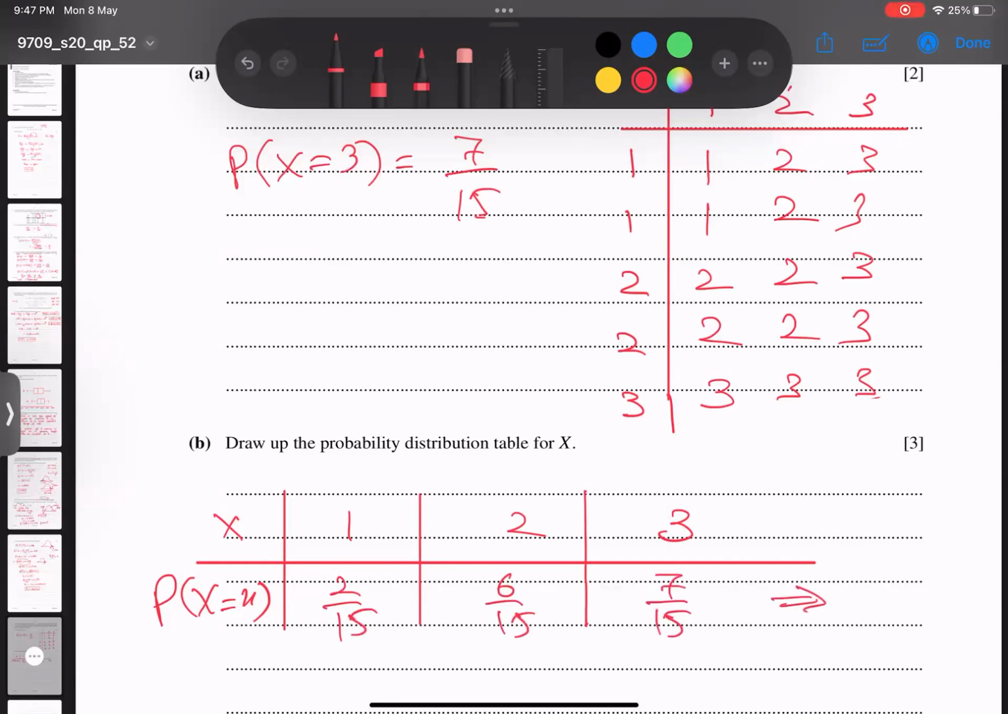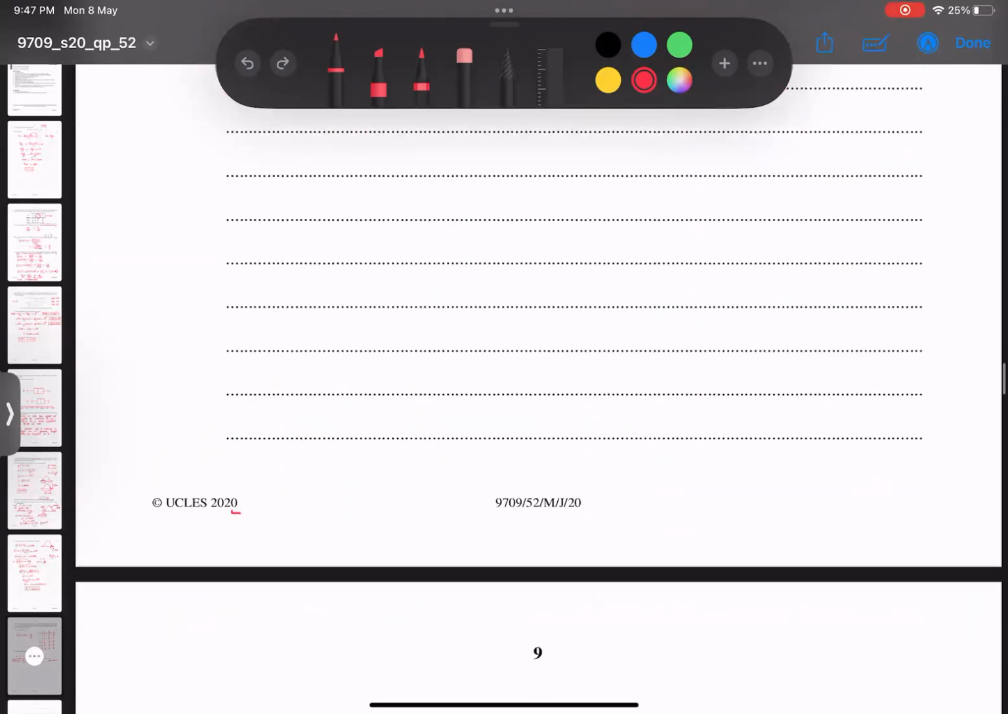And very interesting, if I add and sum, the answer will come 1, 7 plus 6, 13, 13 plus 2, 15, 15 by 15 becoming 1. So this part is very clear.